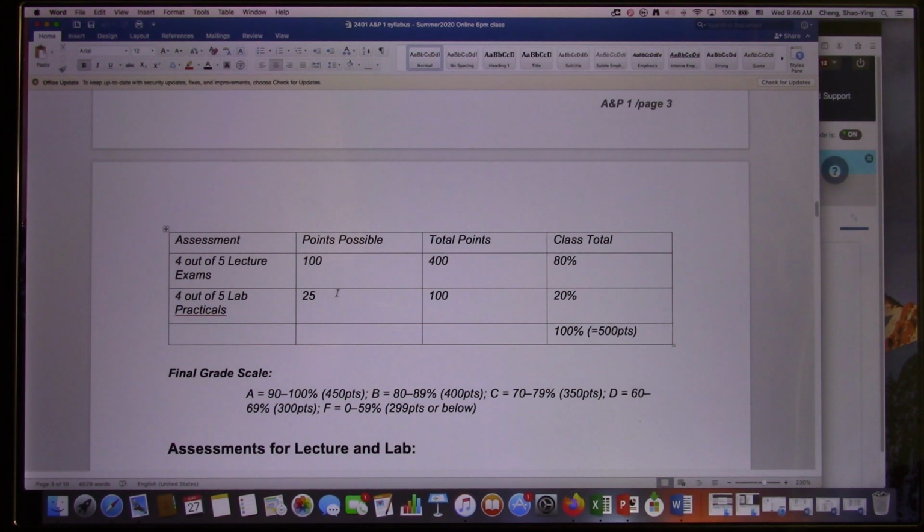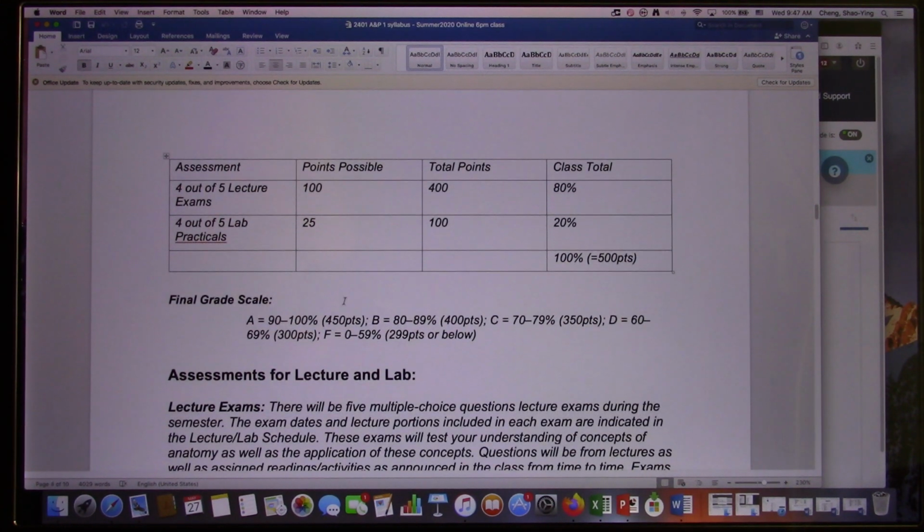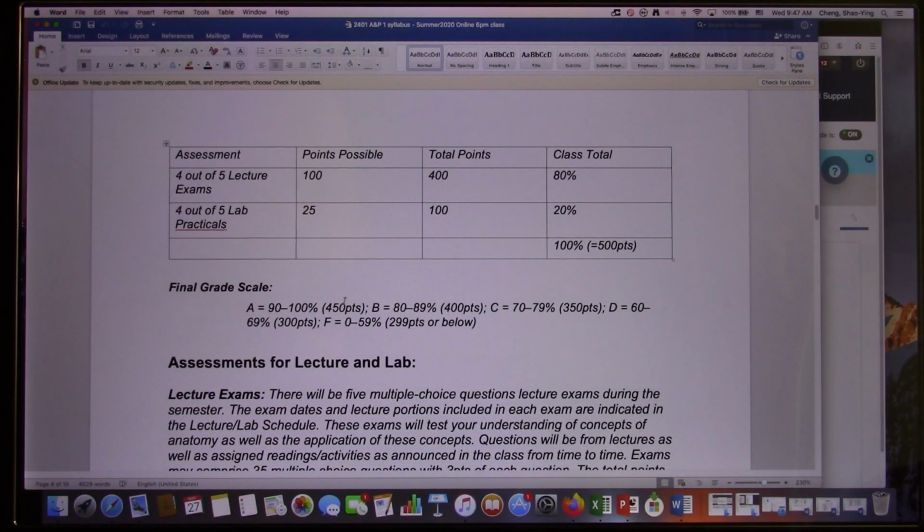I need to be fair to the whole class, so I need to set the rules very, very clear. I only count 4 out of 5. Every unit, you can have 125 points, 100 from the lecture and 25 from the lab. I only count 4 of them, so 125 multiplied by 4 is 500 points. To get an A, you need to master 90% of the material. So 500 multiplied by 90%, that's how I come up with 450. That's the criteria to get an A.